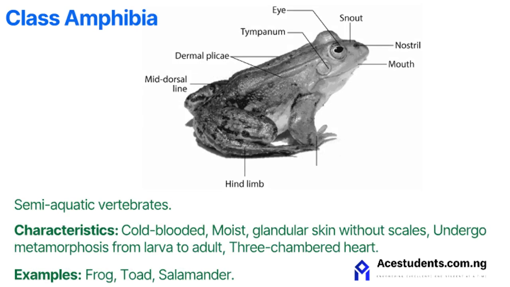Amphibians are semi-aquatic vertebrates, meaning they can live both on land and in water. They have moist, glandular skin that lacks scales. Amphibians undergo metamorphosis, a transformation from a larval stage to an adult form. They have a 3-chambered heart and are cold-blooded. Examples include frogs, toads, and salamanders.